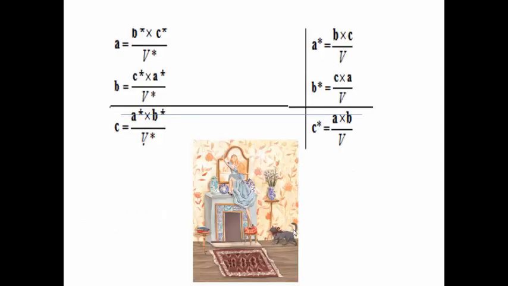Now we can set up a table where we just rotate these a, b, and c, and a*, b*, and c*, and you can get all of these six relationships. And here's Alice climbing through the window, looking at the window and seeing herself in reciprocal space, if you will.